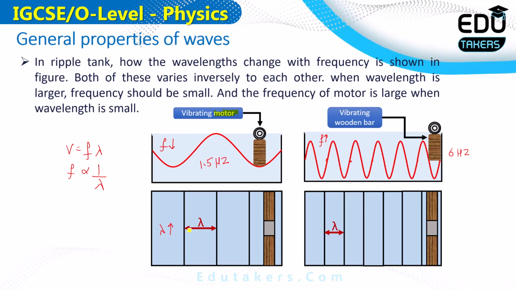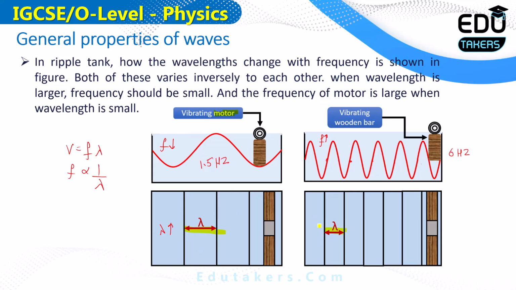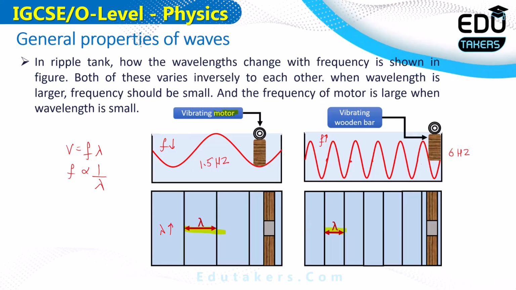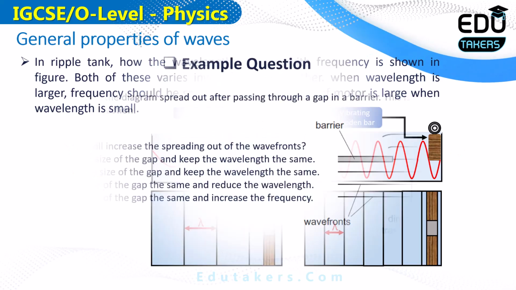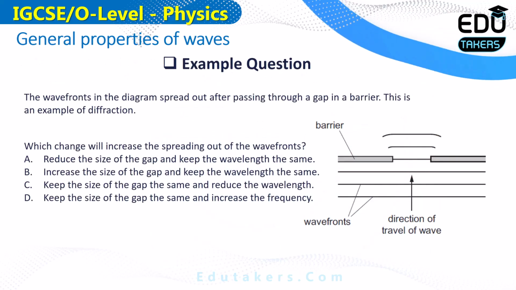In the first figure, the arrow length is larger as compared to the second figure, showing that in the first figure when the frequency is smaller, the wavelength is larger, and in the second figure when the frequency is larger, the wavelength is small. Both of these are inversely proportional to each other. Here is the example question.